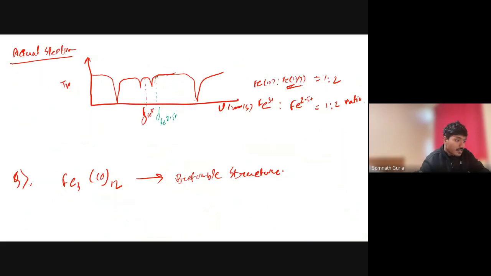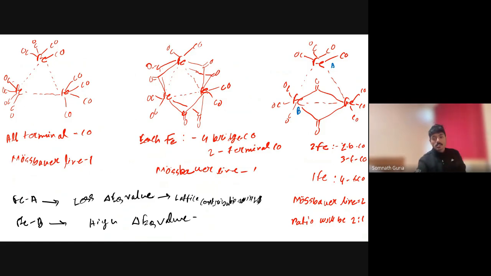Okay, now we are able to detect the actual structure of the iron complex with the help of the Mossbauer spectra, depending on the ratio of each particular iron atom, and then we can calculate from the simulation and say what the actual structure of the iron 3 carbonyl complex is.